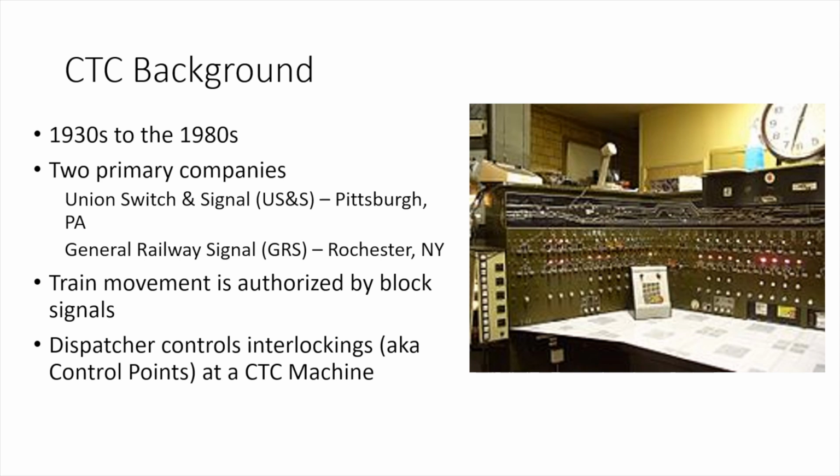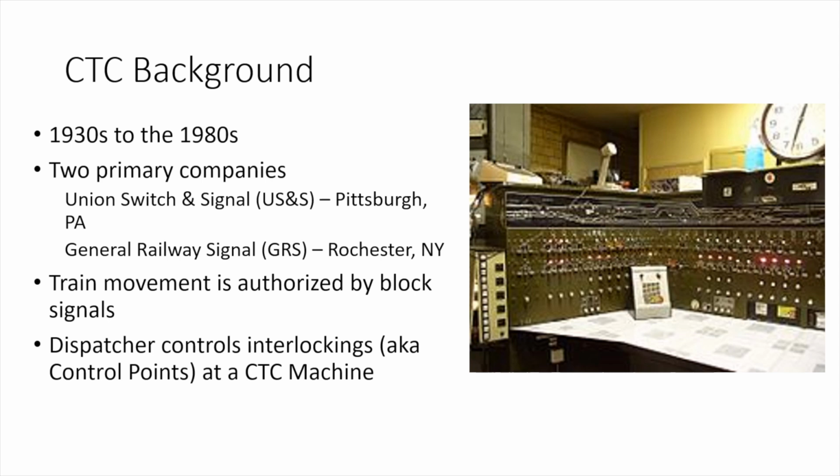Centralized traffic control systems came about in the 1930s, when the earliest systems were installed. They were common up until the 1980s. I modeled 1981 and they were still in fairly common usage then. When you get into the 1990s, they started to be replaced by more computerized systems. There are two primary companies that provided CTC systems. Union Switch and Signal was definitely the largest. They were located in Pittsburgh. They provided the majority of systems. General Railway Signal was also a large supplier. They were located in Rochester.